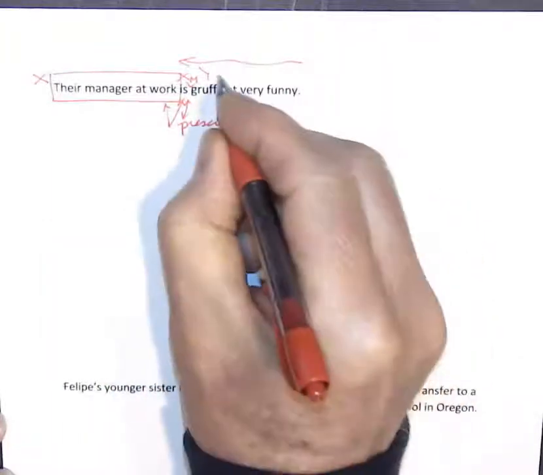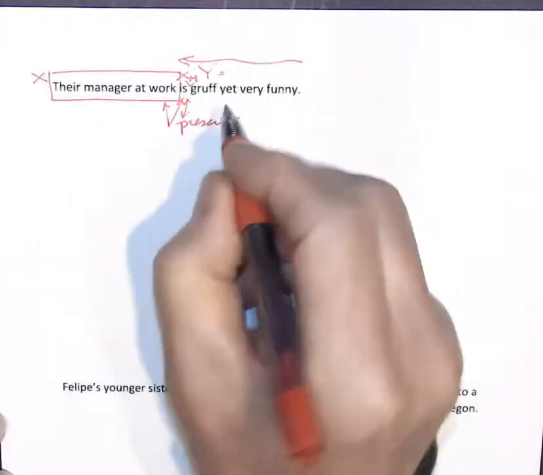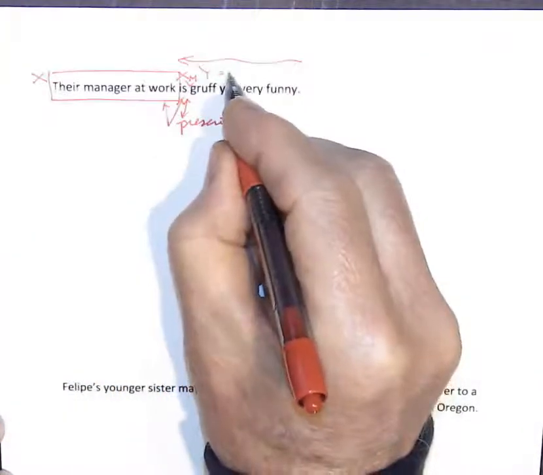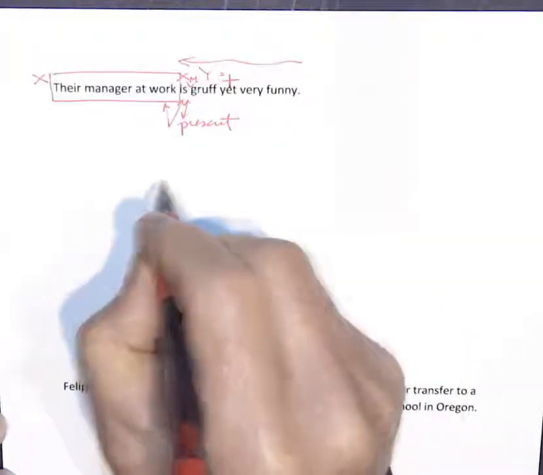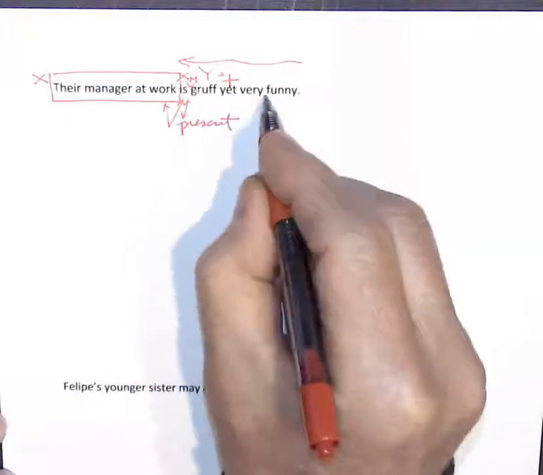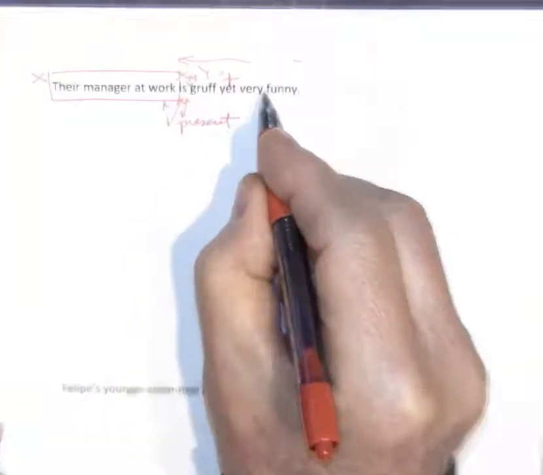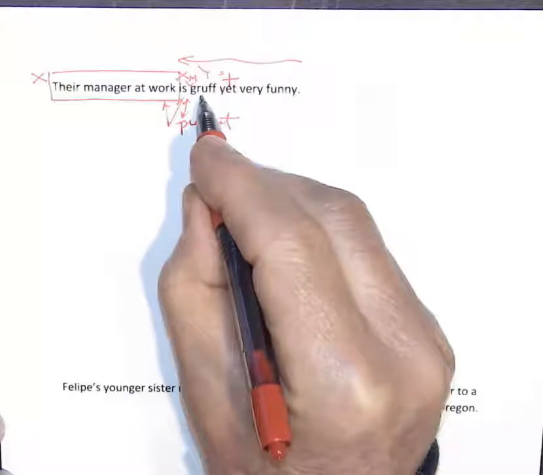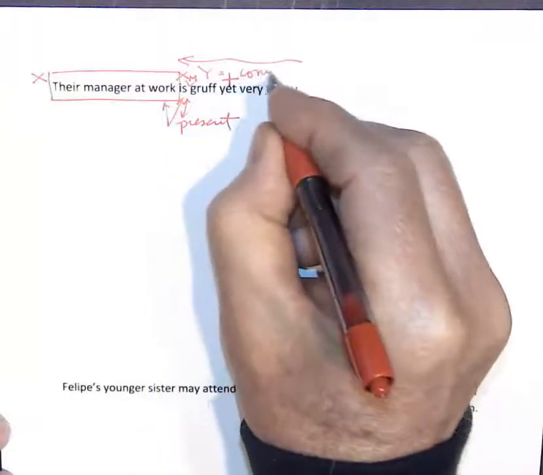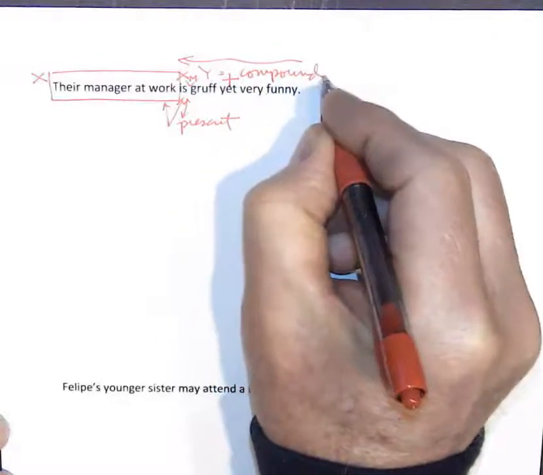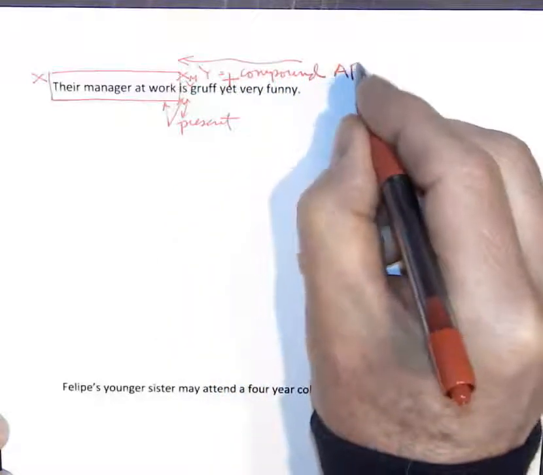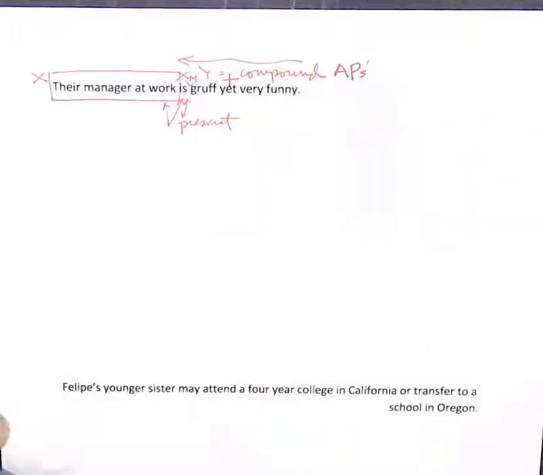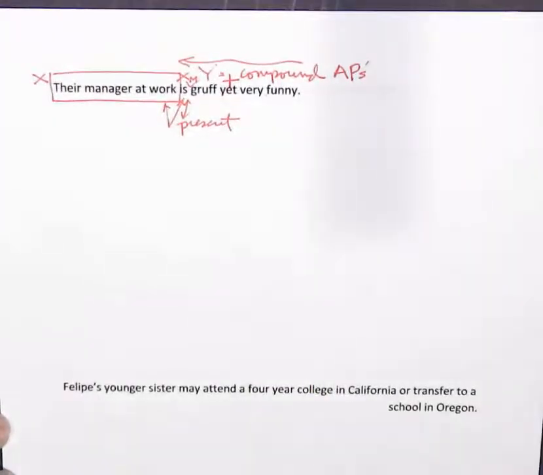So what kind of a Y do we have? Now before I do anything, I do have a coordinator in here, so let's mark it. Yet. Gruff, yet very funny. On the right side of the coordinator, I have an adjective phrase. On the left side, I also have an adjective phrase, gruff. So Y is compound adjective phrases. Now I can rewrite them.